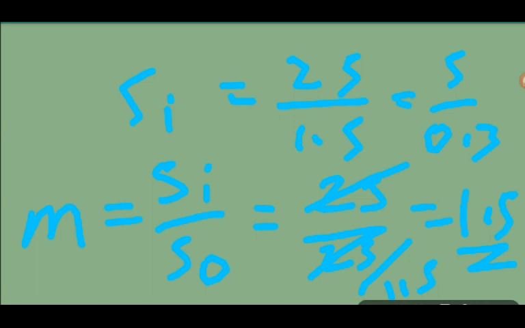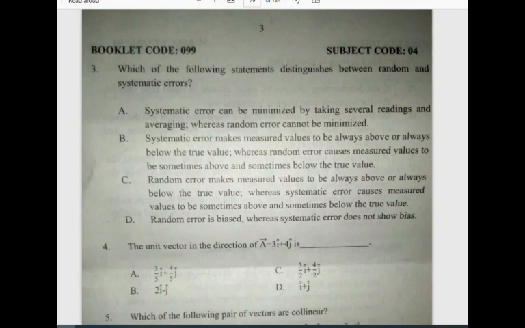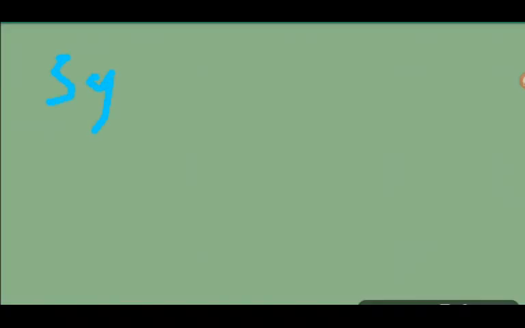So we proceed to the next one. Question number 3. Which of the following statements distinguishes between random and systematic error? When you go to random and systematic error, we need to consider two pointers. First one is what systematic means, and the second one is random.